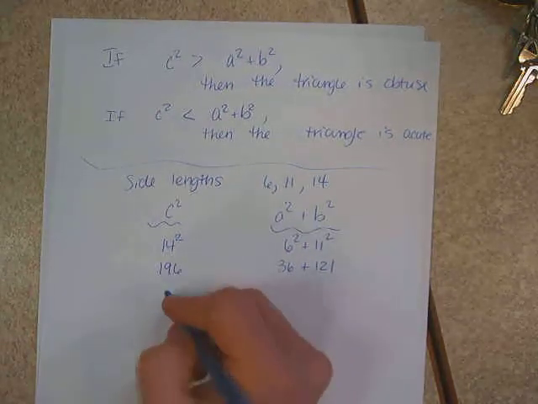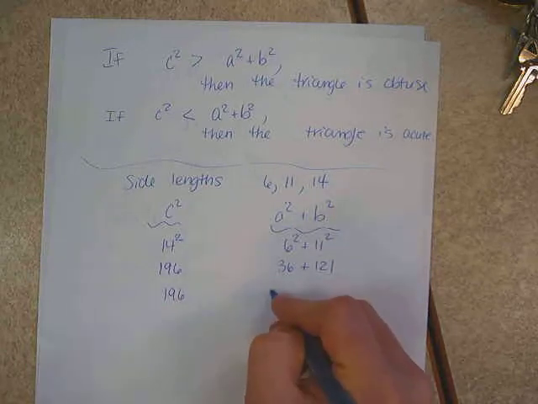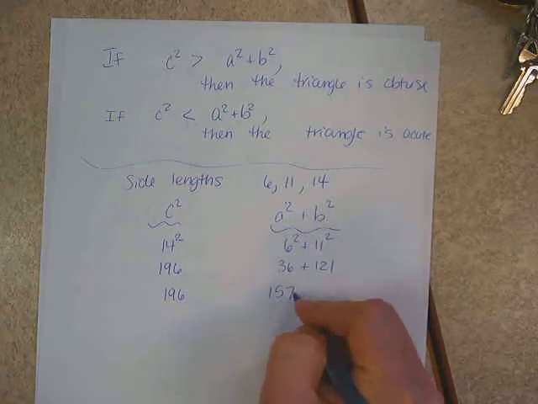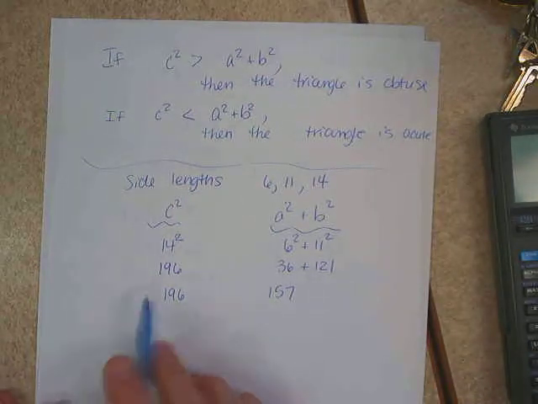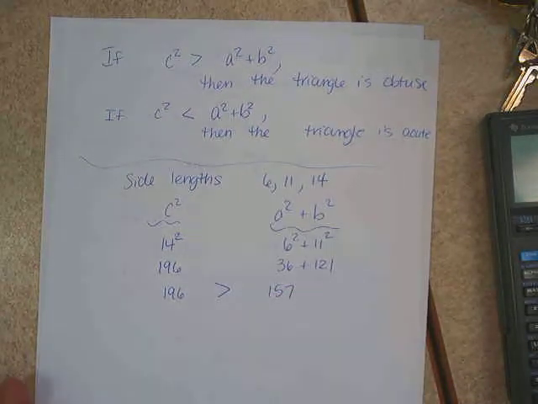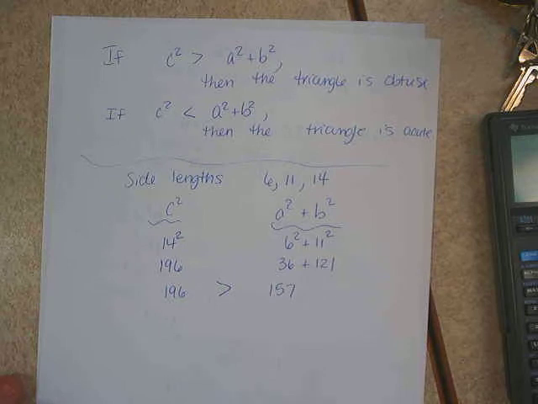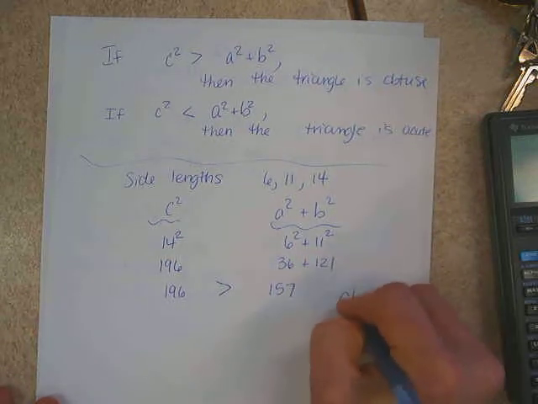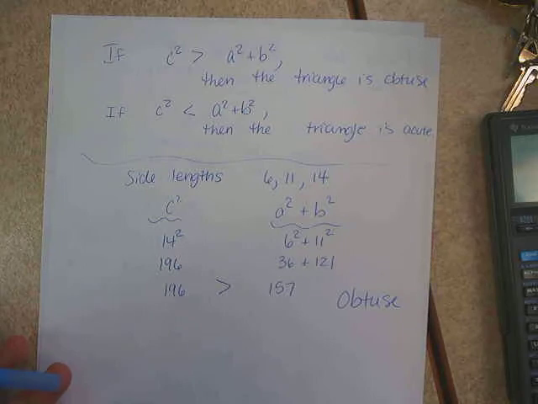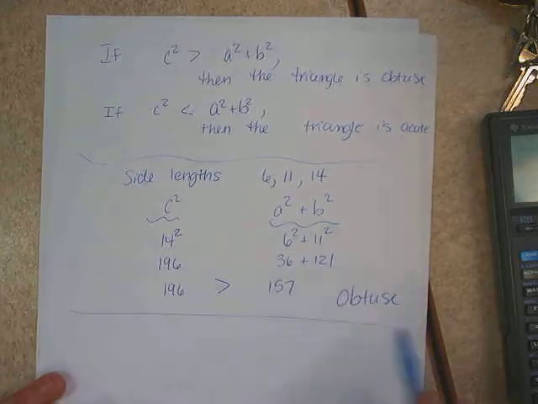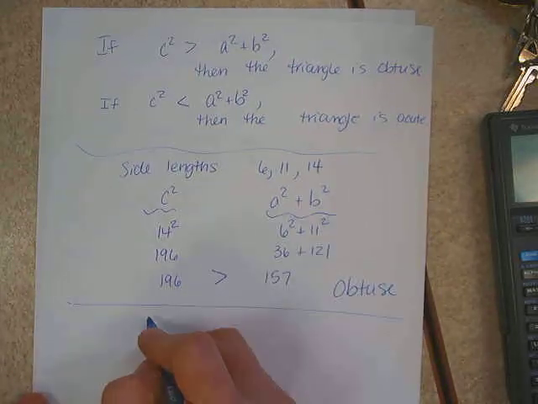So we have 196, and we have 36 plus 121. So 196 compared to 157, okay, 196 is greater than 157. So what kind of triangle would this be? It should be obtuse.